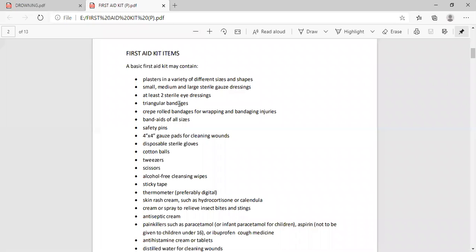Next is triangular bandage. I already showed you before and discussed that it is used as an arm sling for the arms and to control the bleeding. Next is crepe roll bandages. The crepe roll bandages are used for wrapping and bandaging the injury. Then band-aids, I guess you all know what is band-aid. Whenever there is any cut in the finger or on the toes or anywhere, you put a band-aid. If you fall while playing, then also you put a band-aid so as to stop the bleeding and to keep away from infection.